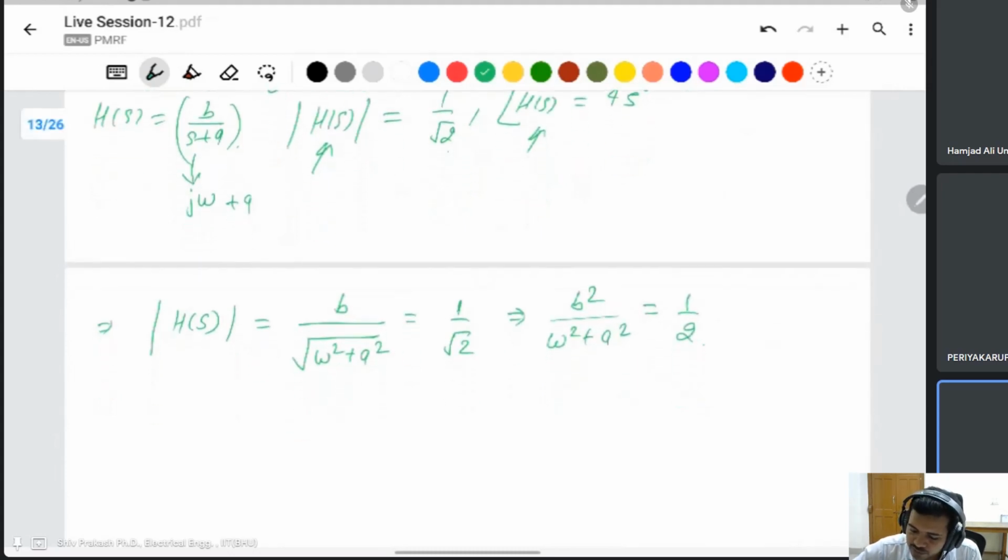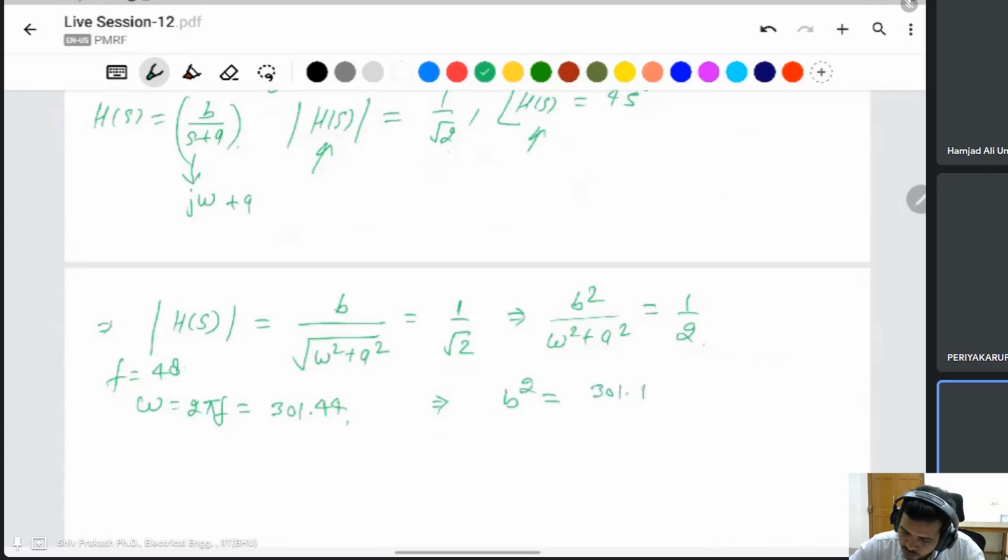Frequency is given as 48 Hz. Then what is omega? 2 pi f, which will be 301.44. What is the B square? B square is equal to omega square plus A square, divided by 2. It means 301.44 square plus A square divided by 2.